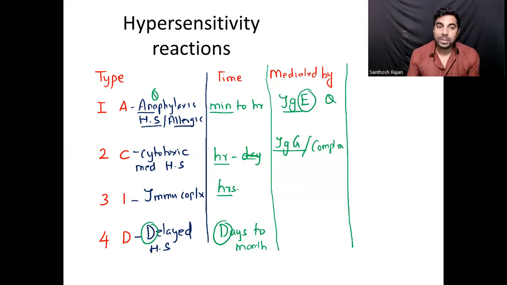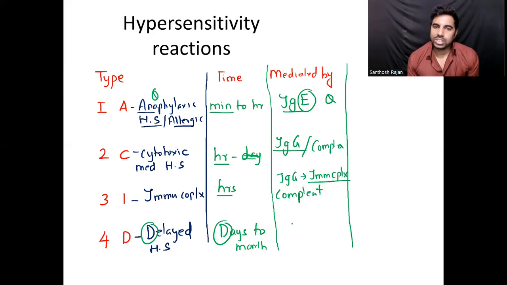But G directly acts here. In immune complex, it's IgG, but it forms what? After forming an immune complex, only then does it act. Immune complex, not directly. So IgG forms the immune complex. This is also a complement mediator. Important. And delayed is a cell mediator.